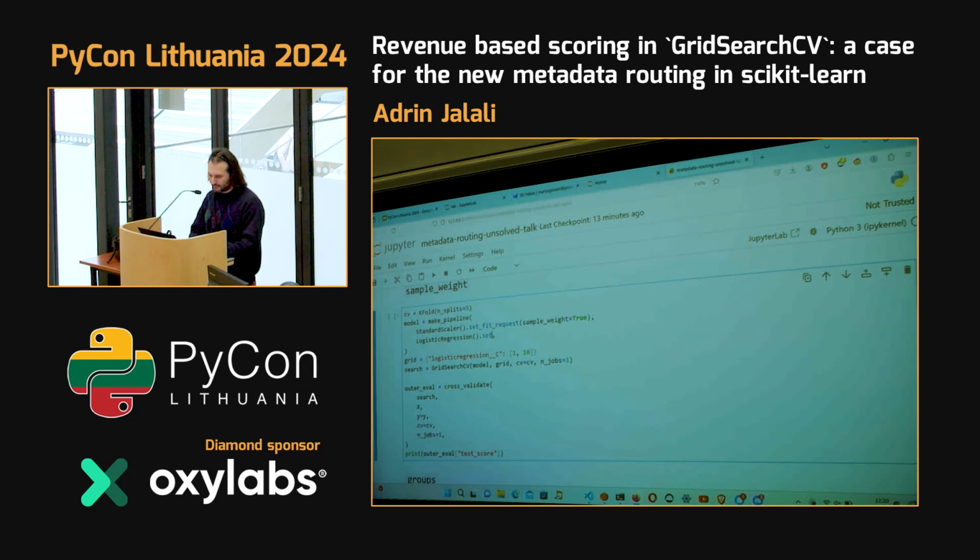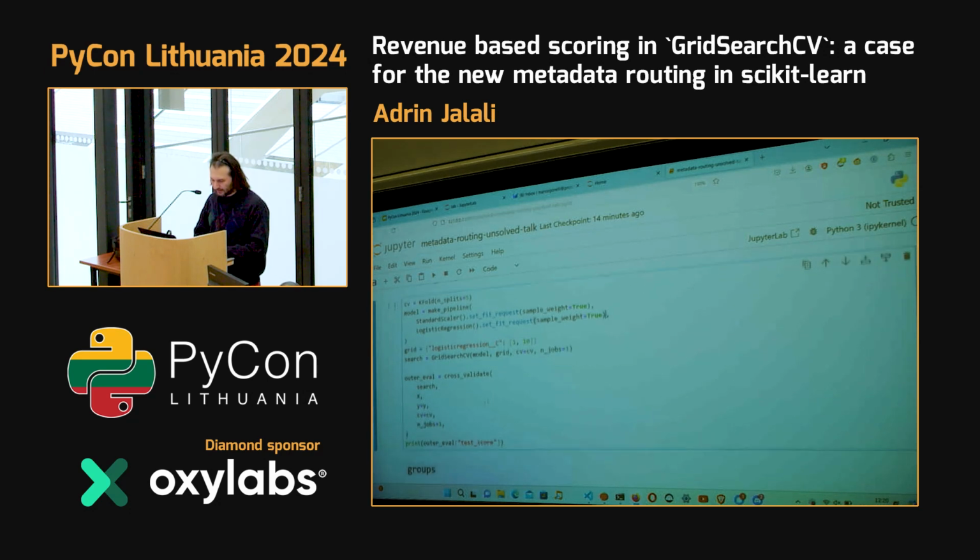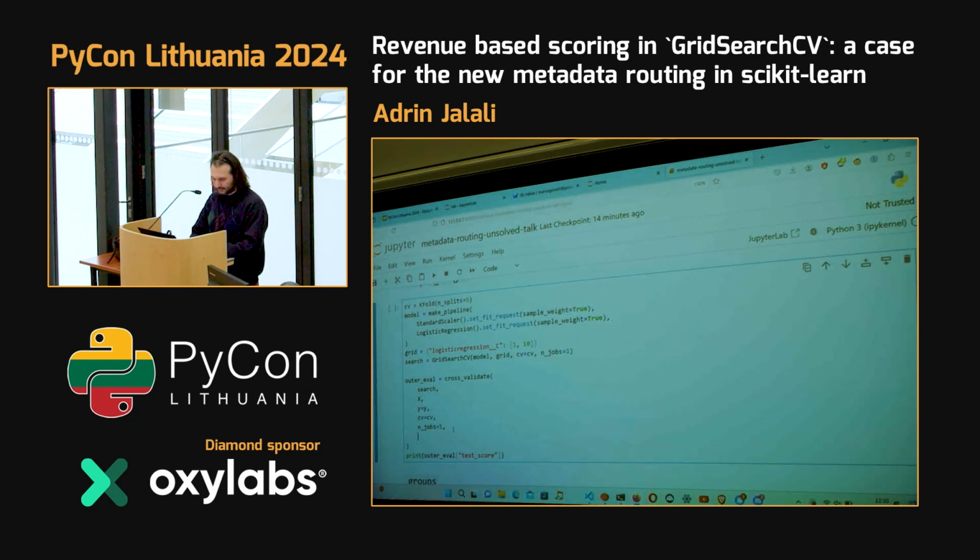And here the same, set fit request sample weight is true. You don't pass the data, you just say this is something that I need. And then here you pass with params. The benefit now is that you don't actually have to pass to each step. You just say, this is the sample weight I'm providing. Pipeline would know to which steps this needs to be forwarded.